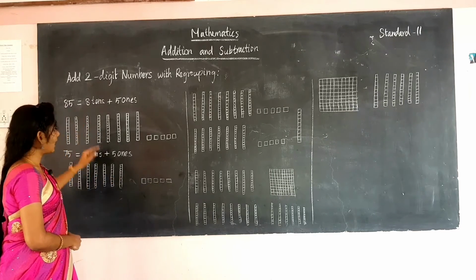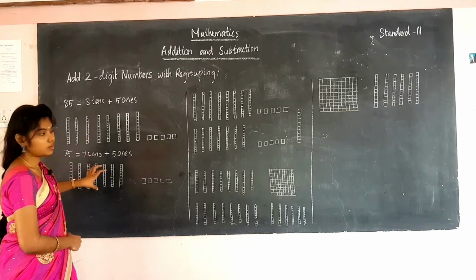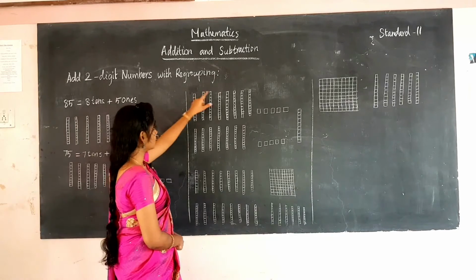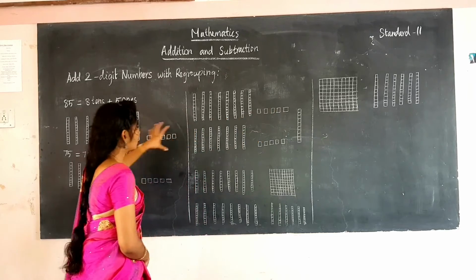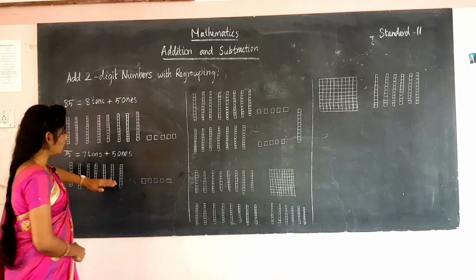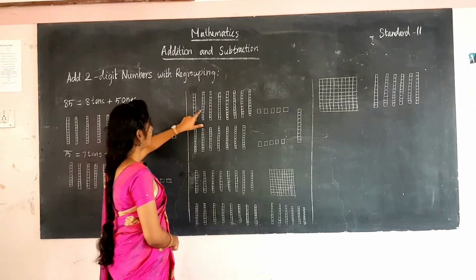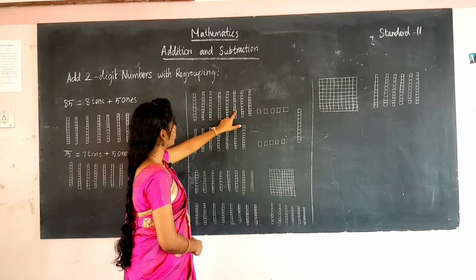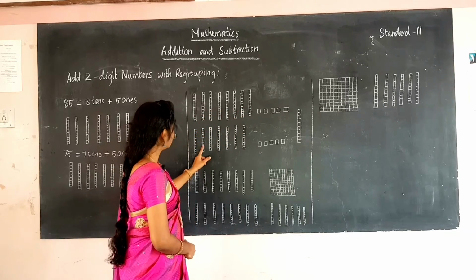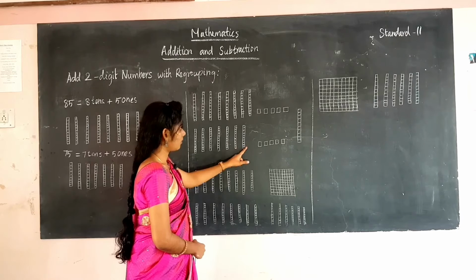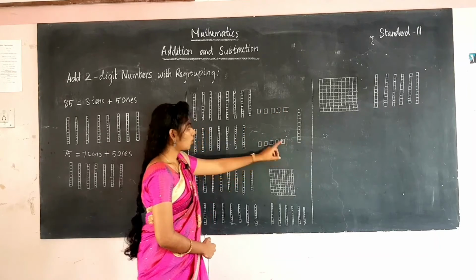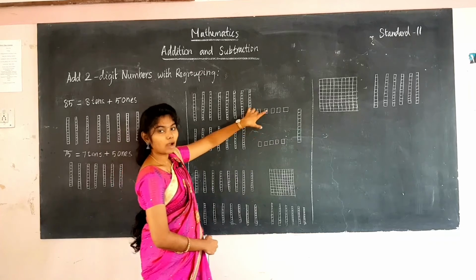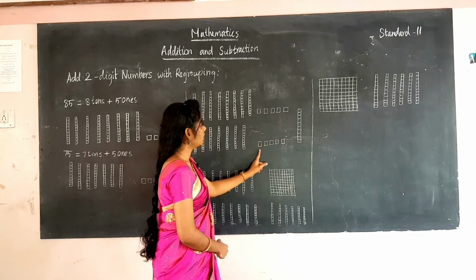So how to add these numbers? With the cubes we are going to add. This is 8 rods and this is 7 rods. We are going to add these two blocks. Here 1, 2, 3, 4, 5, 6, 7, 8, and here 1, 2, 3, 4, 5, 6, 7, and here 5 cubes. So how to add? First in the ones we have to add. So here 5, here also 5.